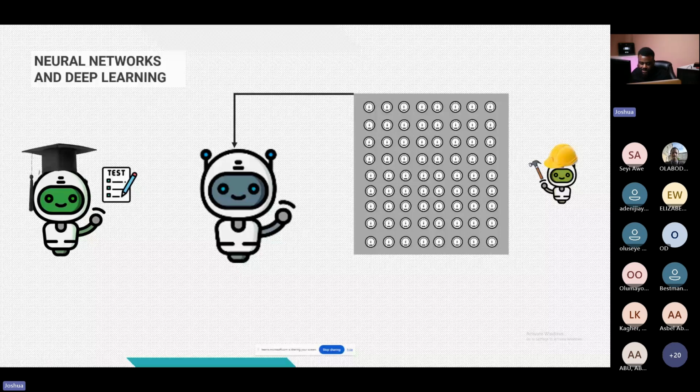So the teacher will give the bot a test and say, okay, how do I cook this? Then our builder bot will adjust this parameter and say, okay, let me tweak them.